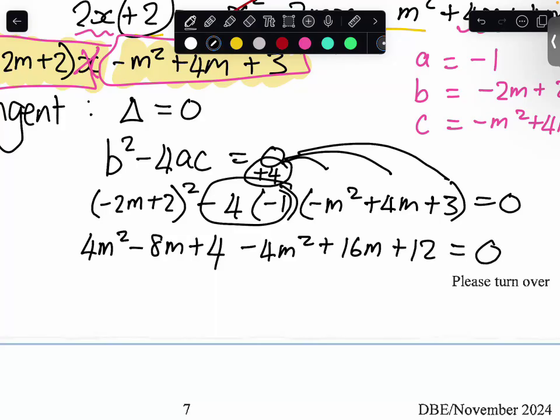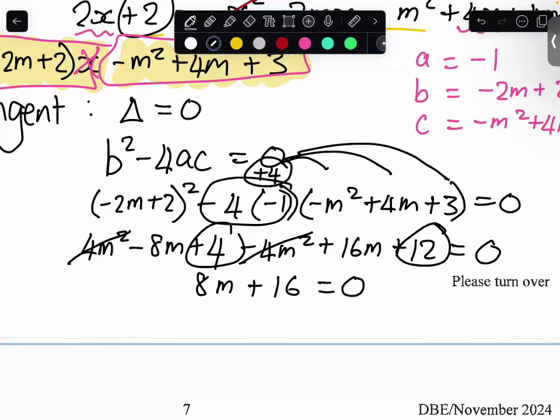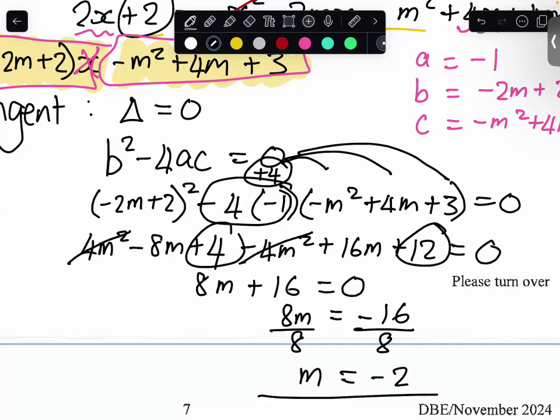Add your like terms. 4M squared minus 4M squared cancel, right? That gives you minus 8M plus 16M gives me a positive 8M. And 4 plus 12 gives me a 16. That's equal to 0. Take the 16 over, so 8M is equal to minus 16. Divide both sides by 8. M is equal to negative 2.